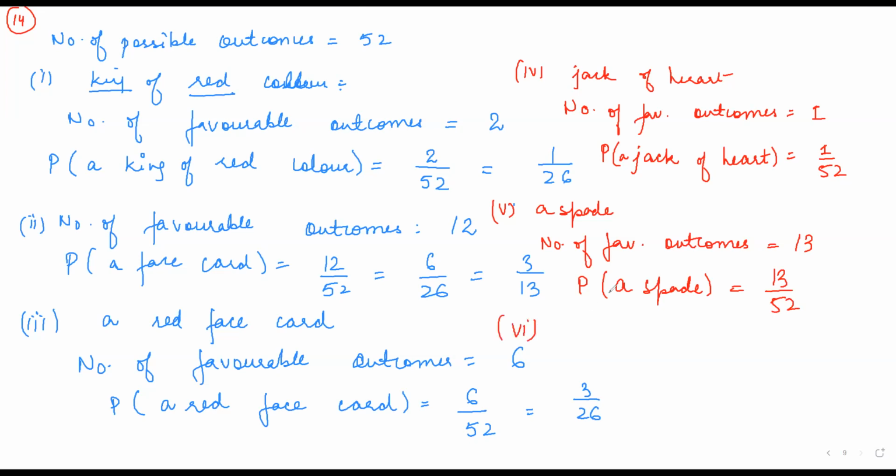The queen of diamonds. How many queen of diamonds are there? One. There's only one queen, correct? Okay, so the probability of queen of diamond will be only 1 by 52.